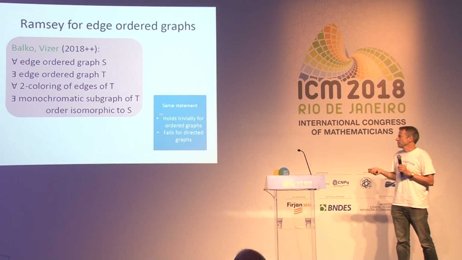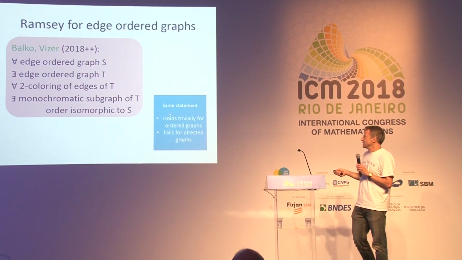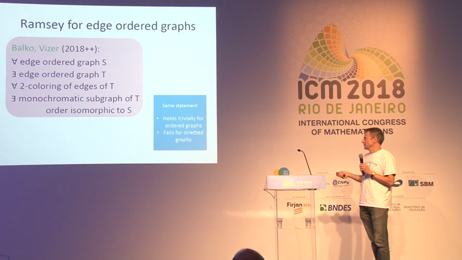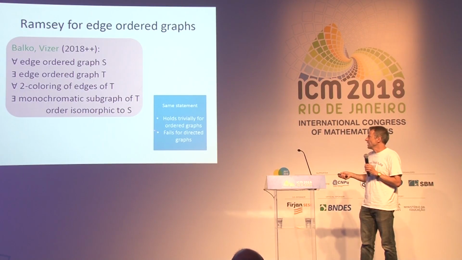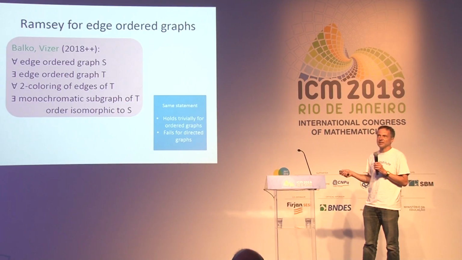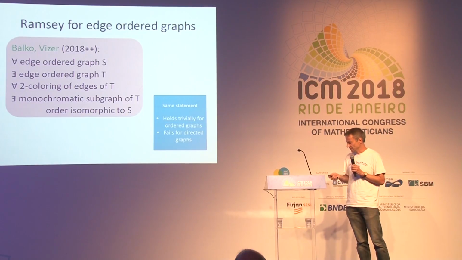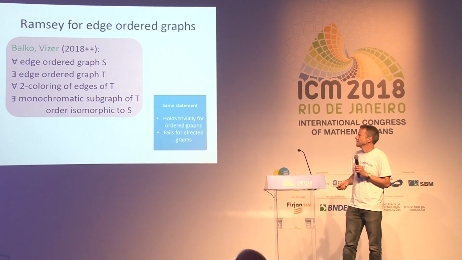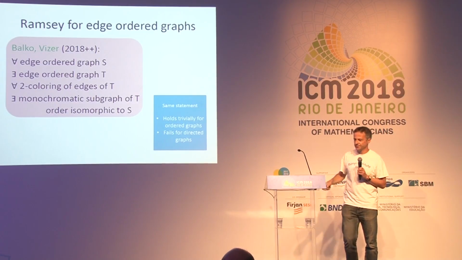And just to give you a feeling about it, this trivially holds for vertex-ordered graphs because there is just one ordering of the clique, but it happens to fail for directed graphs. That's another model of graphs. Instead of edges, you have directed edges, and then it suddenly fails. But for edge-ordered graphs, it is true for some reason. That was my last slide, so thank you very much.